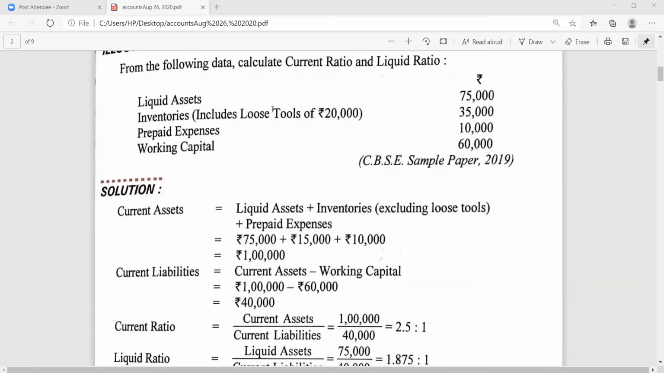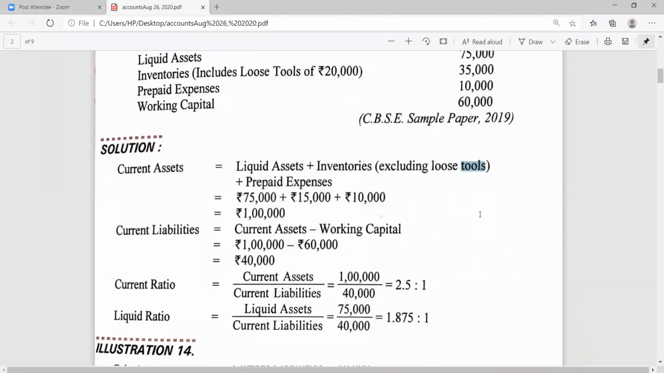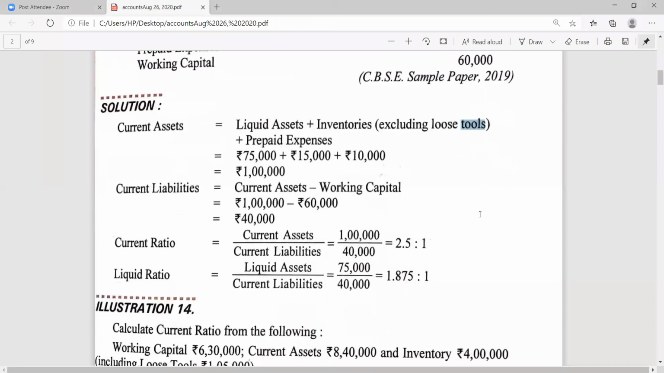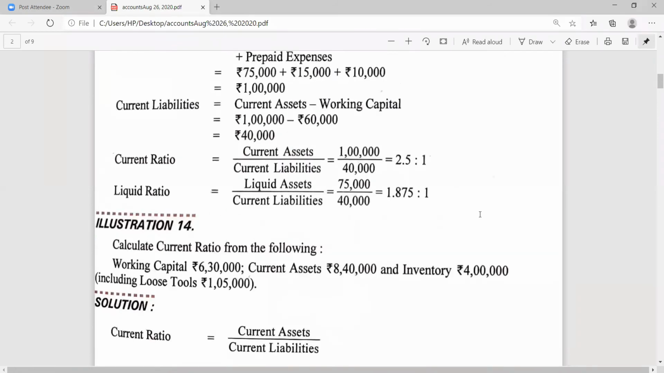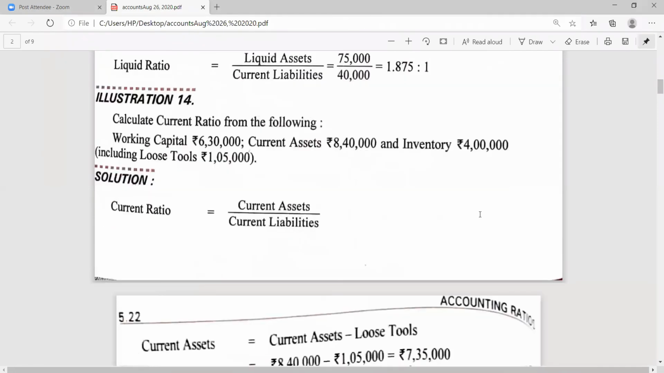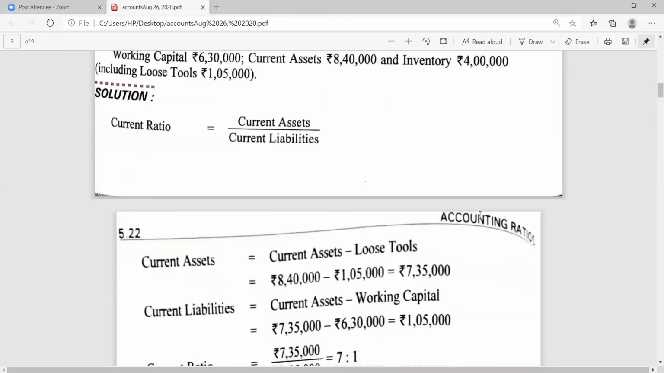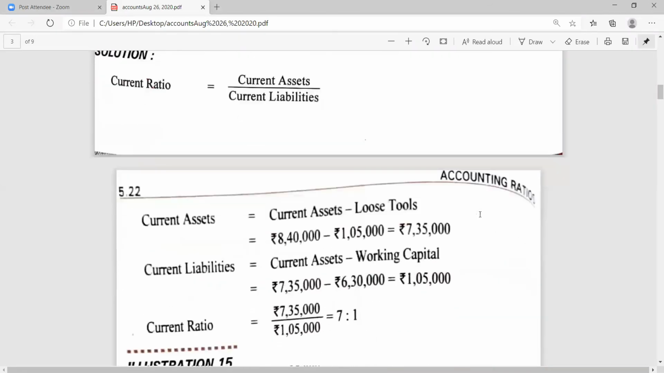By putting the values in the formula, we get the current ratio, current assets upon current liability, that is 1 lakh upon 40,000, which is 2.5:1. And the liquidity ratio, liquid assets upon current liability, that is 75,000 upon 40,000. It is 1.8 ratio, we can say. It can be said as 1.9 as well, or 1.875:1. In this way, you have to do it. Illustration number 14 is also similar to that. Working capital, current assets and inventory are given to you, and you have to identify the value.